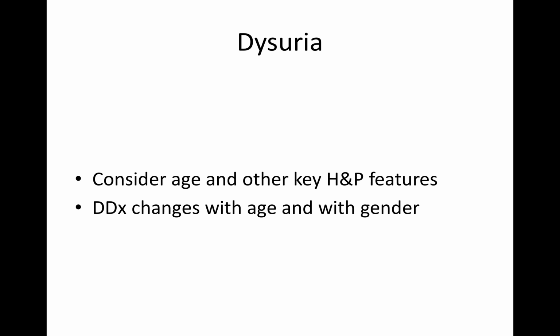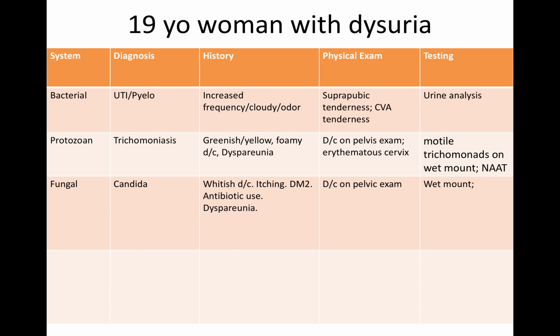Dysuria. Consider the age and other key features. That's what's going to be so key. And what's really interesting about looking at dysuria is by thinking about the age, thinking about the demographics, you can really start to narrow down your causes. Okay, this is a nice slide of someone who's younger coming in with dysuria. So just review this, right? Bacterial, you may have certain features that are not found in fungal, right? And this is bacterial vaginosis, by the way. Right? So if they have this is a UTI or pyelonephritis that can cause dysuria.